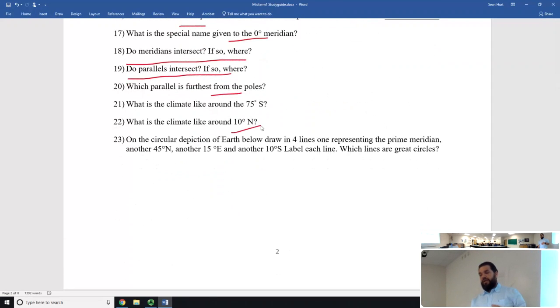What's the climate like around 10 degrees north? 10 degrees north is very close to the equator. That's in the tropics, right? Because anything between 23.5 north or south is the tropics. So that's going to be hot and humid. Tropical.